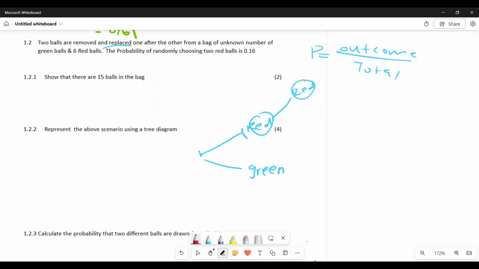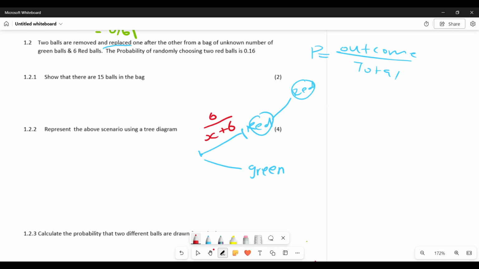How would I go about doing that? How many red balls do I have? I have 6 red balls. How many options can I choose from? I have x, which are green balls, plus 6, which are my red balls. Now, if I choose a red ball, it will be replaced in accordance to this information.